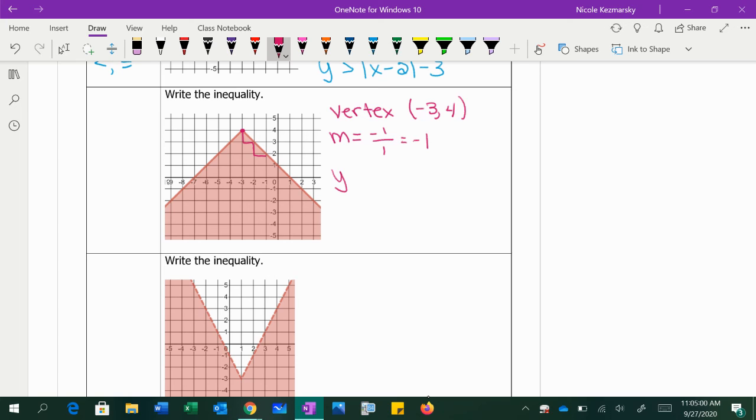So I'm going to say y, I'm going to leave a blank. I'm going to put -1 absolute value of x plus 3 because it's a negative plus 4. And then I'm going to think about my inequalities. I'm shading down, so I've got a less than. I've got a solid line, so I'm going to have an or equal to. So this right here is shade down and solid line.